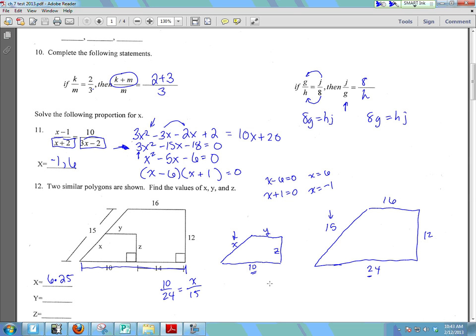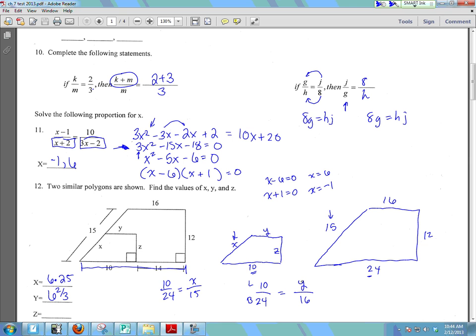Now, if I wanted to find y, I'm still going to use the scale factor of 10 to 24. So 10 goes to 24. Now over here, it's going to be y goes to, well, y corresponds up here to 16. Cross multiply there. I'll leave that up to you again, and I get y to be 6 2/3. Remember, 10 to 24. This is the little figure. This is the big figure.